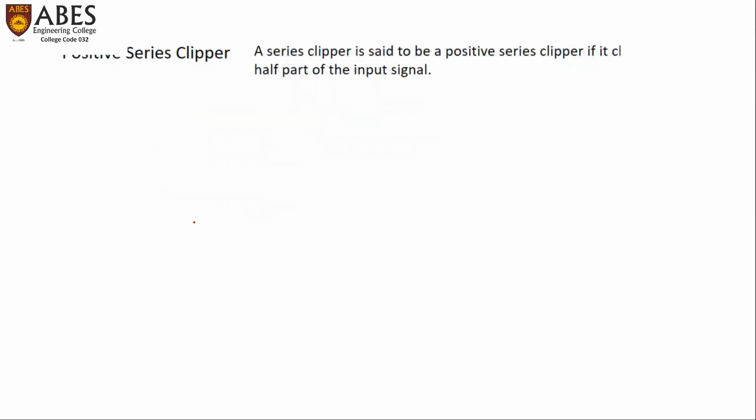So first of all, what basically is a positive series clipper? First thing is the series clipper. Series clipper means the diode is in series with R, whether in this direction or in this direction, but the diode is in series with R with respect to the input signal. Another thing is positive or negative.